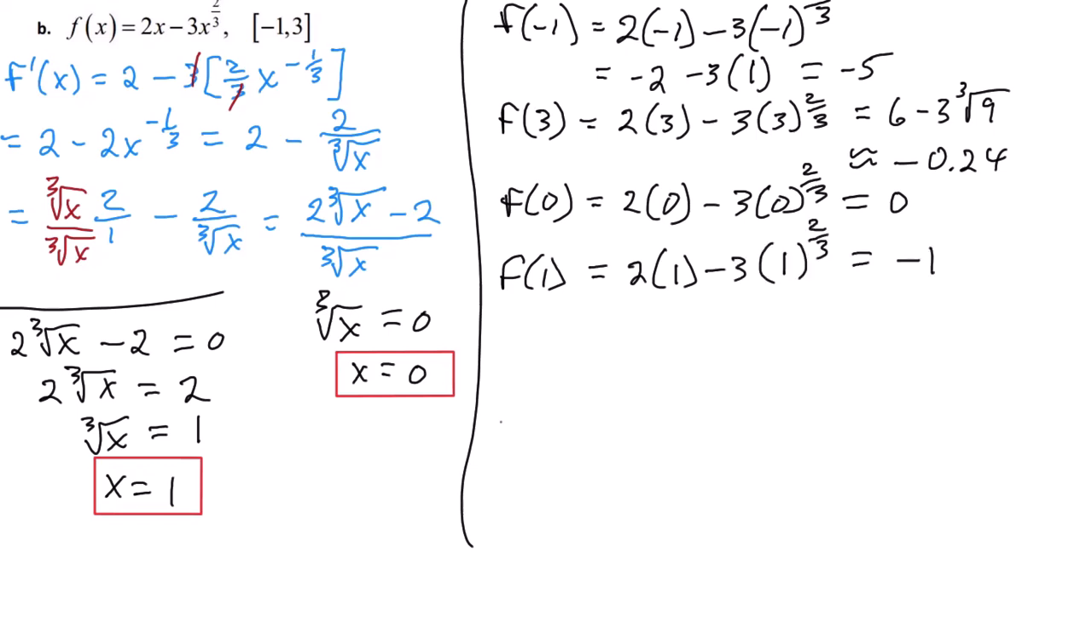Now I'm looking through these. The reason I needed to find out that f of 3 was that big is I'm going to compare it to -5 up above it for the minimum. So I know that -5 is smaller than my -0.24 there. So -5 is the minimum on this interval, and the maximum is 0.